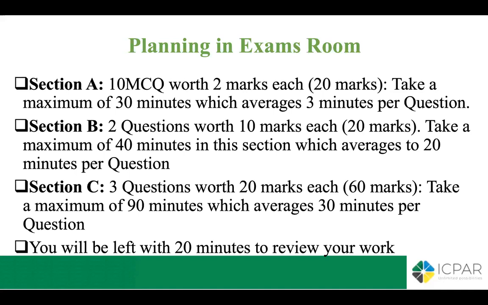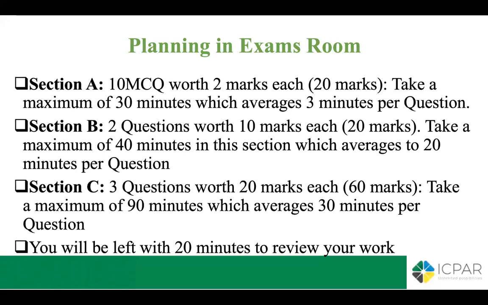Out of the 3 hours, 1.5 hours you should dedicate to section C, 40 minutes to section B, and 30 minutes to section A. That gives you a total of 90 minutes plus 40, that is 130, plus 30, that gives you 160 minutes. If you manage your time that way, you will still be remaining with at least 20 minutes to review everything you have done.